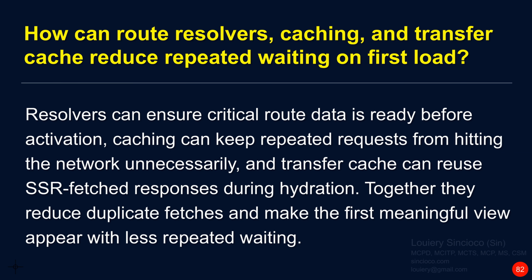How can route resolvers, caching, and transfer cache reduce repeated waiting on first load? Resolvers can ensure critical route data is ready before activation. Caching can keep repeated requests from hitting the network unnecessarily, and transfer cache can reuse server-side rendering, or SSR, fetched responses during hydration. Together, they reduce duplicate fetches and make the first meaningful view appear with less repeated waiting.